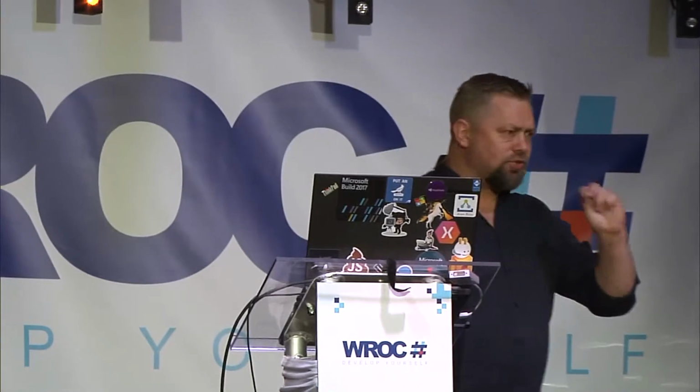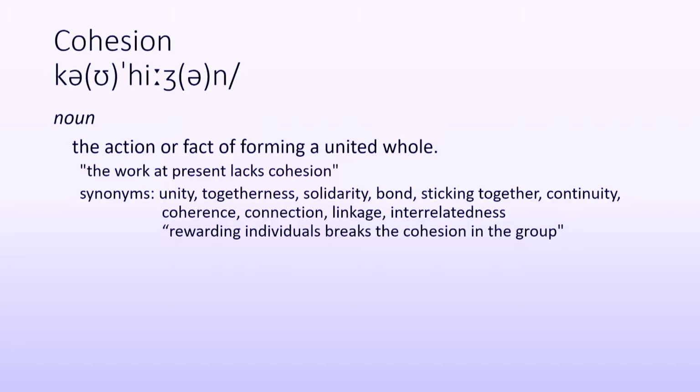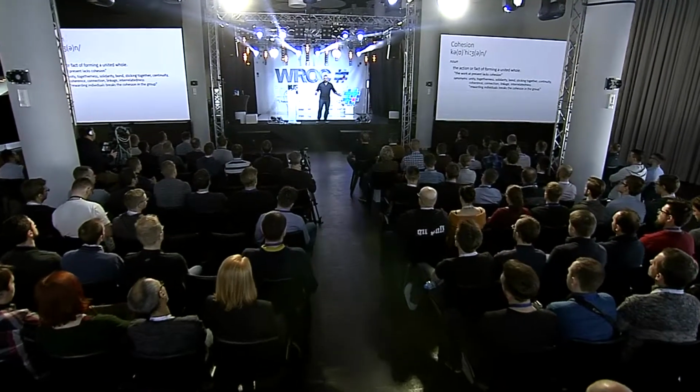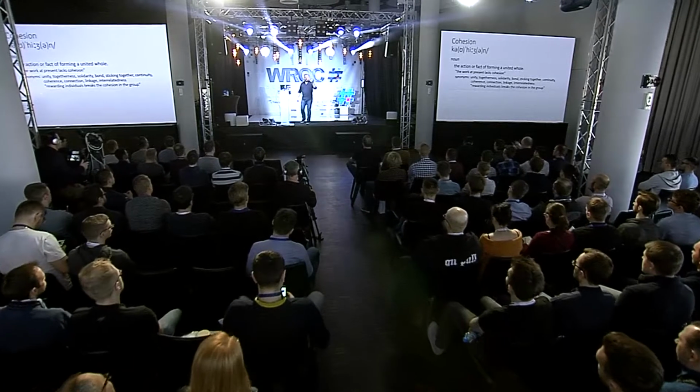Let's level set. There are two terms I'm going to be mentioning throughout my talk. Cohesion: the action or fact of forming a united whole. So we can talk about having a high or low cohesion in our software. It means that things that belong together are together. So over here we have things that belong together. They're all gathered in one place. That gives us high cohesion. If things that are connected or belong together are spread all over, we have low cohesion.